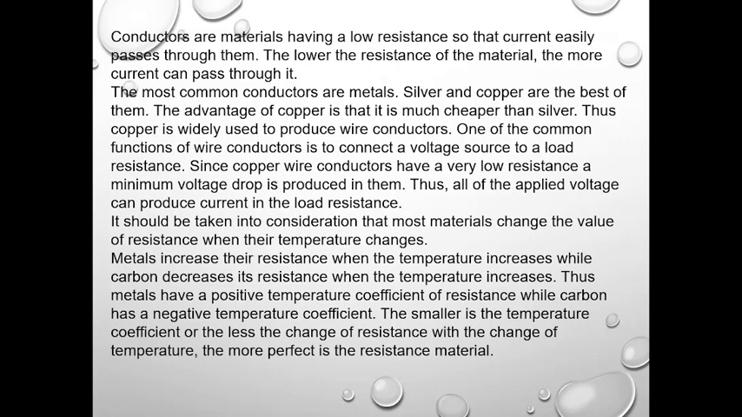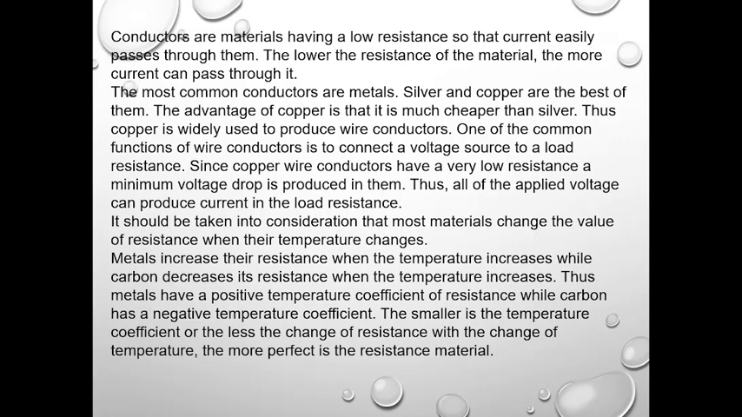One of the common functions of wire conductors is to connect a voltage source to a load resistance. Since copper wire conductors have a very low resistance, minimum voltage drop is produced in them. Thus, all the applied voltage can produce current in the load resistance.